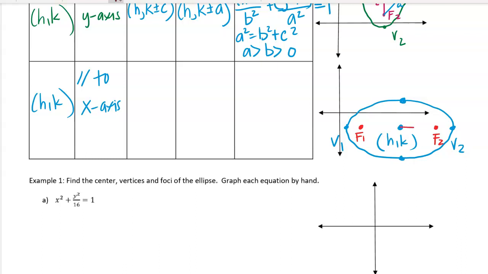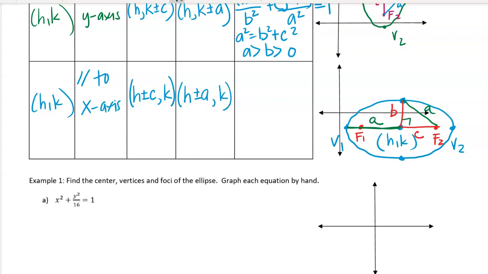From the center to one of the foci is still C. From the center to the minor vertex, it's still B. The hypotenuse is always, always A. Okay. And this distance, students, is also A. All right. Let's label the foci. How do we find the foci? What is changing, x or y? X is moving. So this time it's h plus or minus what? C. Yep. And then same thing for the vertices. h plus or minus a.